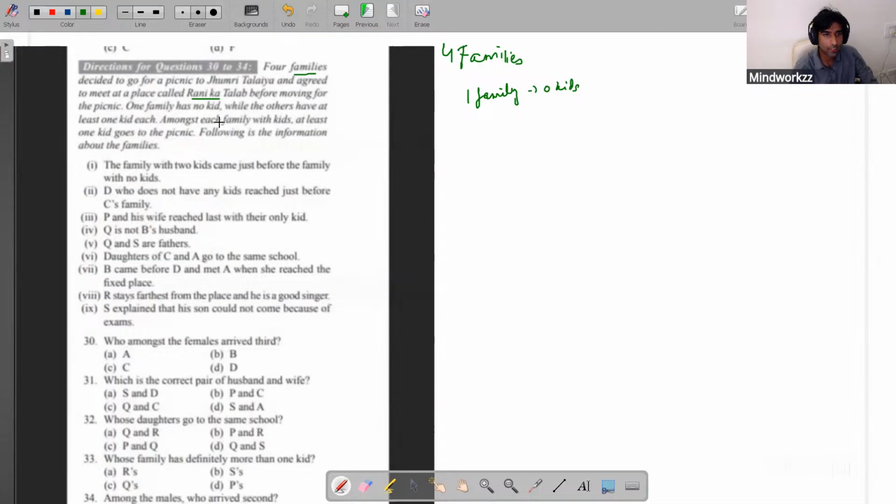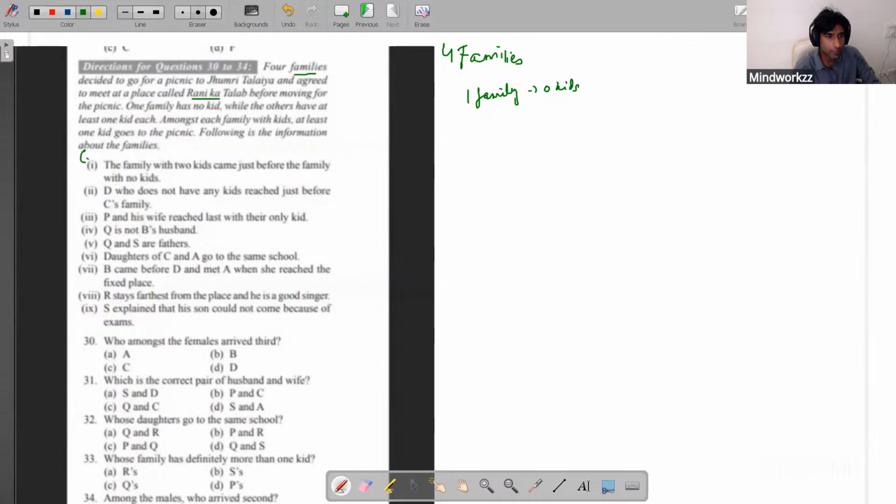The next part says amongst each family with kids, at least one kid goes to the picnic. So if let's say a family has two kids, at least one of the kids goes to the picnic. Not necessarily both the kids go to the picnic, but at least one kid goes to the picnic. So this is something we know. So take it, great, no problem.